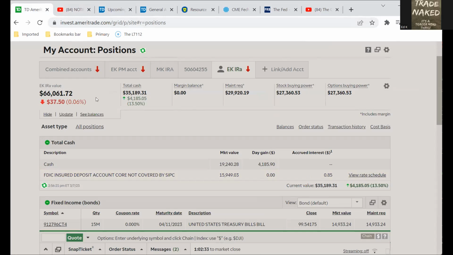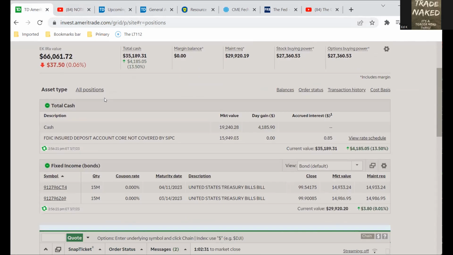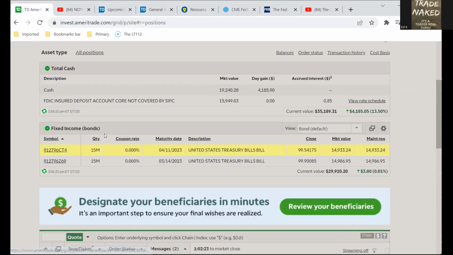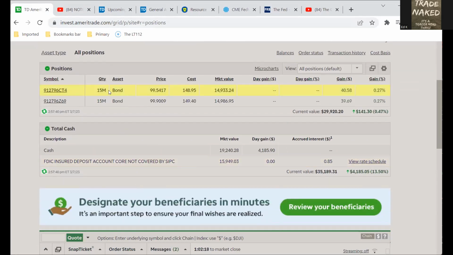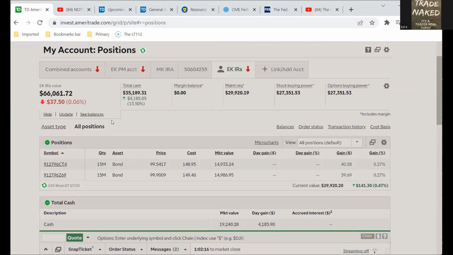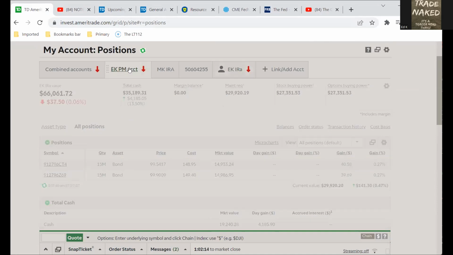So this is a $66,000 IRA. I have positions in it, and I'm going to go over those quickly. And then I have total cash of about $35,000 in the account right now. Right now in this account, I have two T-bills.